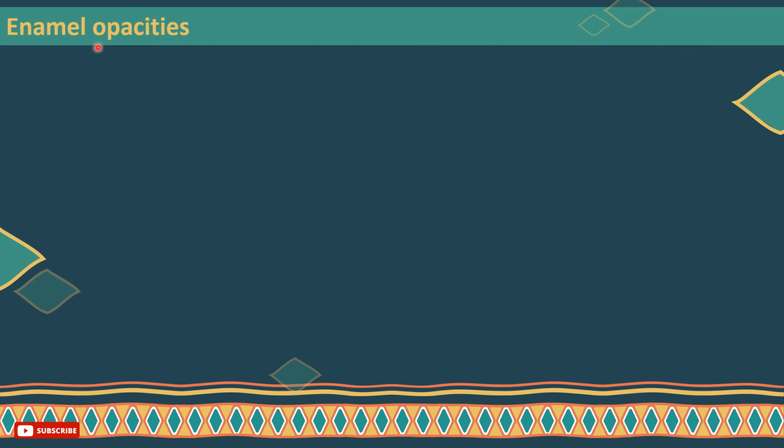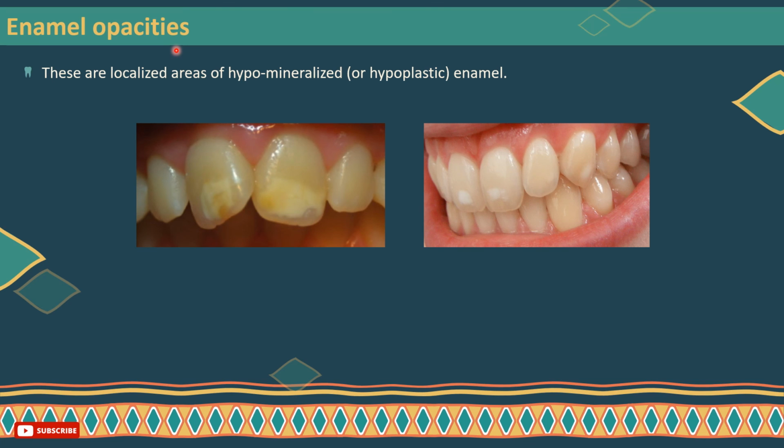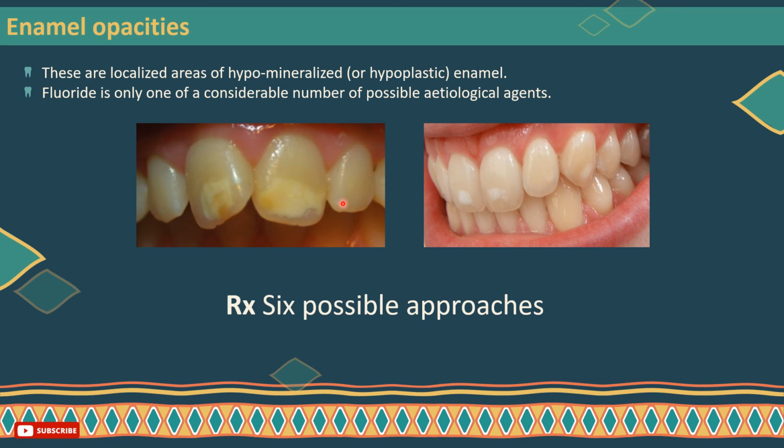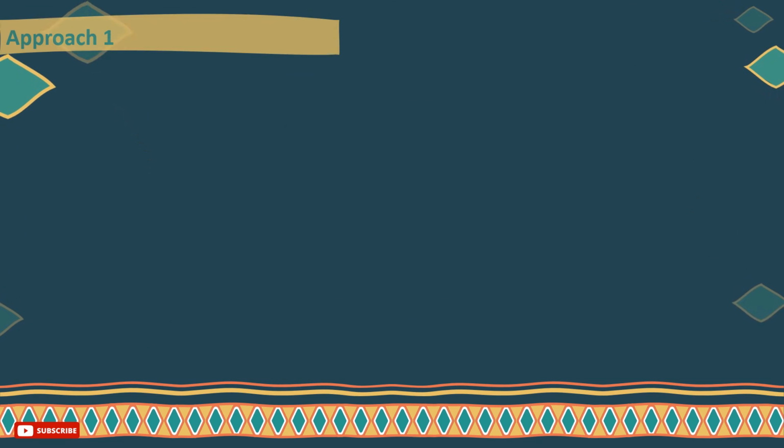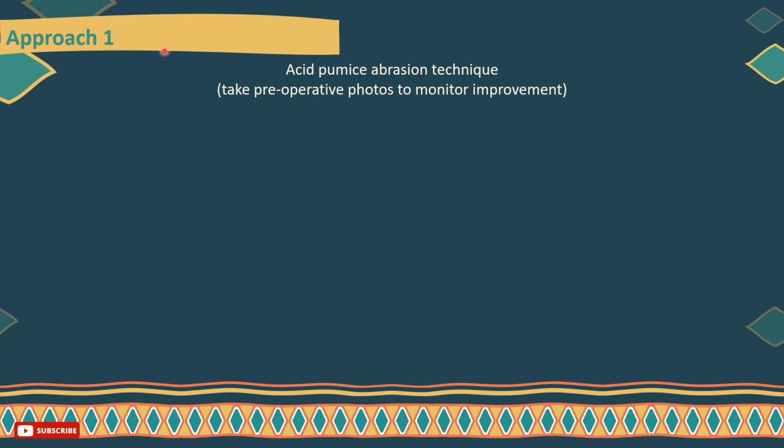In case of enamel opacities, note that these are localized areas of hypomineralized or hypoplastic enamel. Fluoride is only one of a considerable number of possible etiological agents. 6 possible approaches can be used to treat this case. Approach number 1. Acid pumice abrasion technique is effective for some types of diffused surface enamel defects. 2 methods are available. Don't forget to take preoperative photos to monitor the improvement.